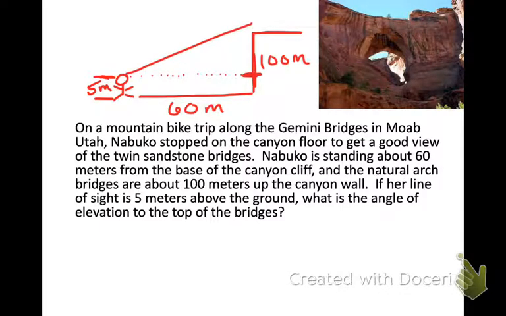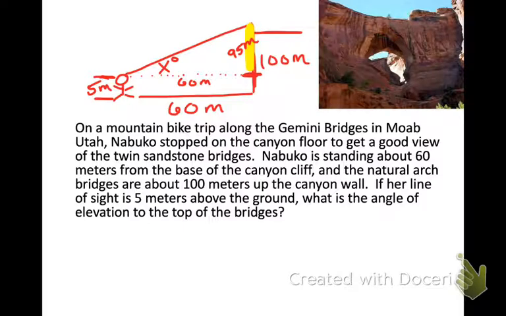She's looking up. Okay, what is the angle of elevation to the top of the bridges? So we're looking for the angle. So that dotted line is going to also stay 60 meters. But now we have a new distance right here. That part that's in yellow is no longer 100 because the arcs are 100 meters from the ground and up. So that new length is going to be 100 meters minus the original 5 meters of her eye height. So that puts that at 95 meters.